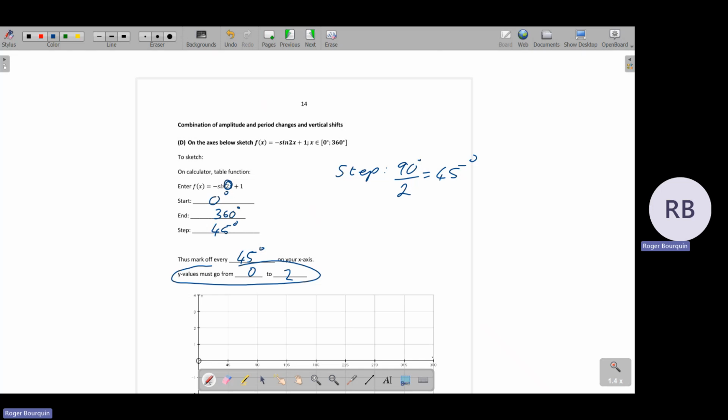Divide 90 by 2 for sine 2x. If there's a number in front of the x, divide by that number. So if I gave you y equals 4 sine 3x, what's your step going to be? 90 divided by that number over there, right? The 4 affects the amplitude. The 3 affects the squishiness, how much it's compressed. So your step would be 30 degrees. Okay.